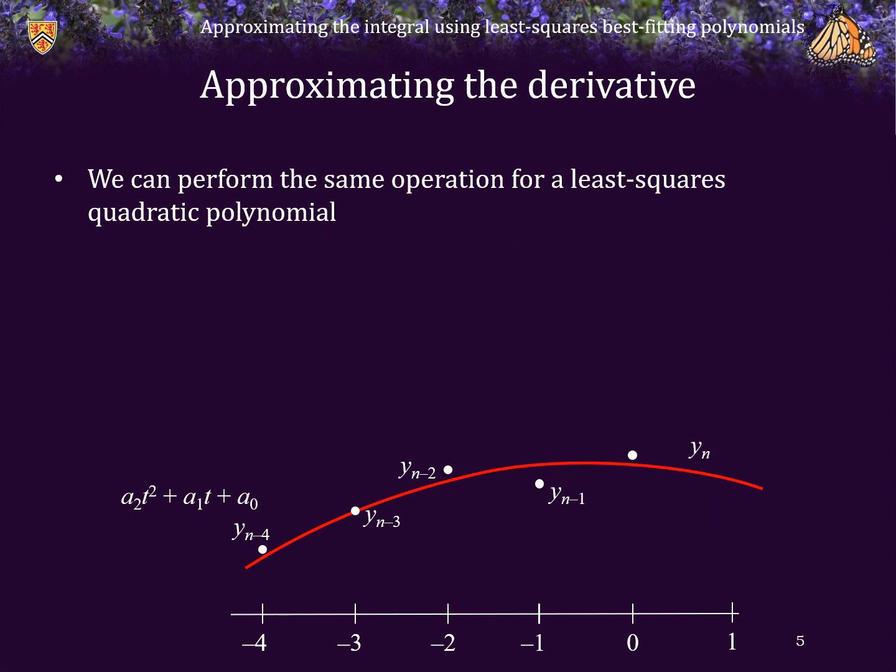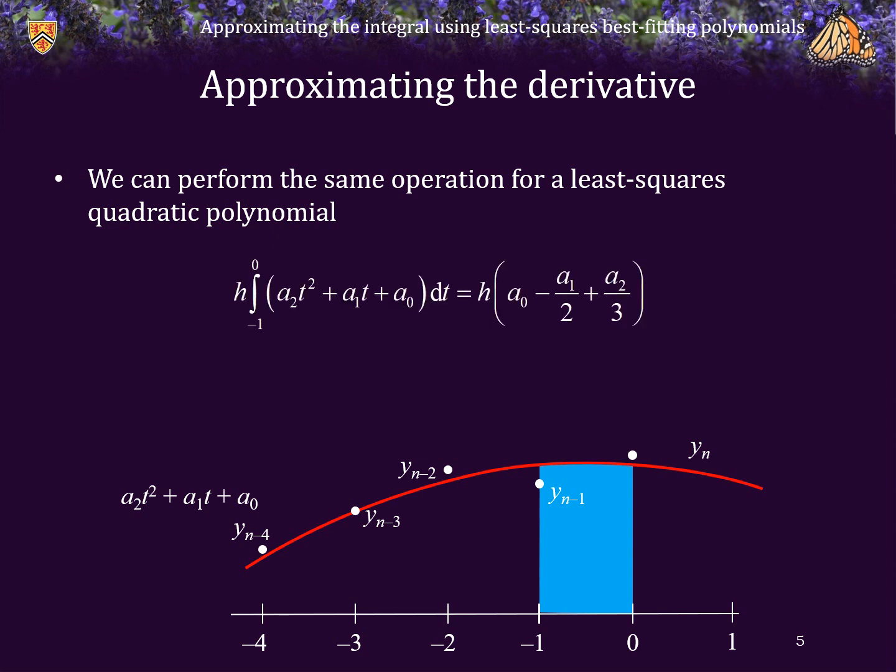Similarly, given noisy data, we could find a least squares best fitting quadratic polynomial, and suppose we wanted to integrate that quadratic over the last time interval. That is, we'd like to estimate the area under the curve here. That's straightforward enough. We integrate that interpolating polynomial from -1 to 0. We multiply by h to deal with scaling, and that gives us the expression on the right-hand side.